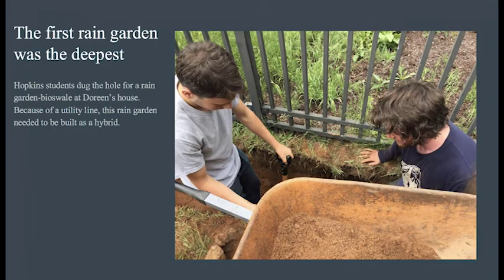So Hopkins, they were sort of our guinea pig volunteer group. And they were great sports about it. We had to dig a 3-foot deep hole. As Anna mentioned, the site with Doreen's house had a utility line running right down the middle of our plan. So we had to readjust. And luckily we had high school seniors who were willing to just dig. If we told them to dig to China, they would try.